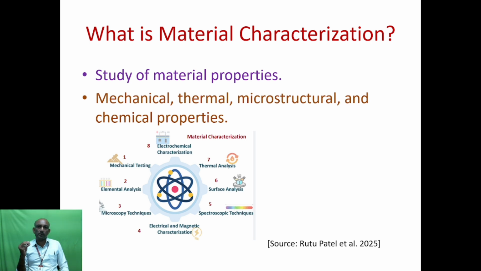Therefore, in order to study the material properties, we need strong fundamental knowledge about the microstructural and basic thermal and mechanical properties. Not only thermal properties, but also chemical properties: how the material will react with the atmospheric air, oxygen and hydrogen, and what the output product will be. That knowledge we have to develop before we go for the material characterization part. Okay, good. In this diagram also, these concepts are explained.